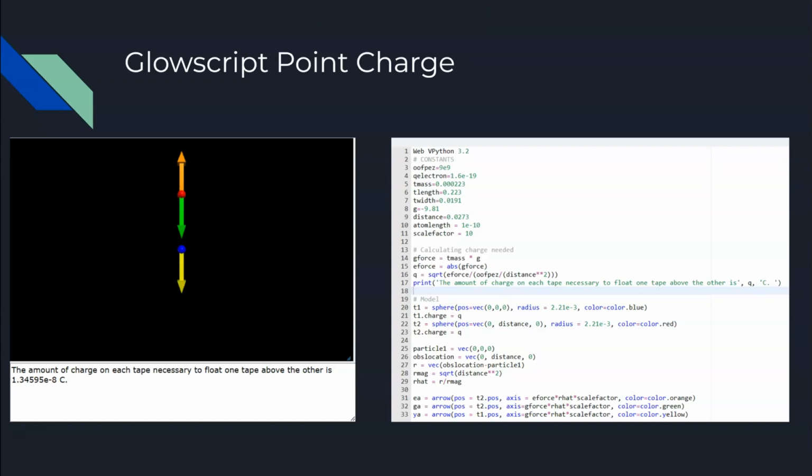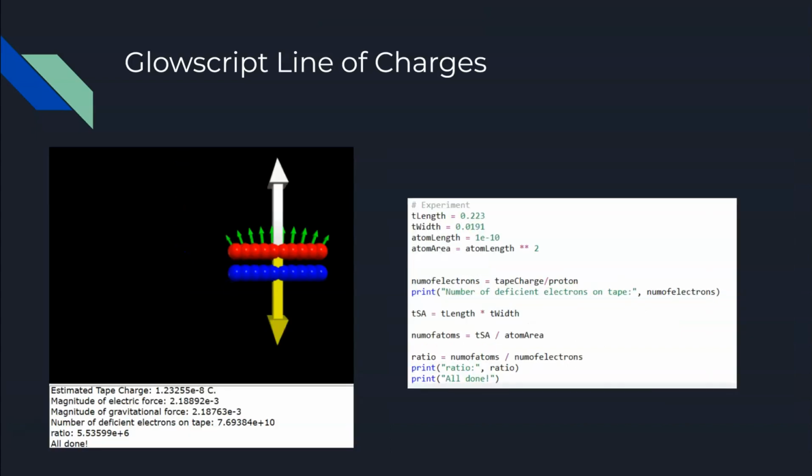So here's my GlowScript representation as a point charge. As you can see, the output of the code was that the amount of charge was 1.35 times 10 to the negative 8 coulombs. The gravitational force is shown in the yellow and green, and the electric force is shown in the orange. And on the right is my code.